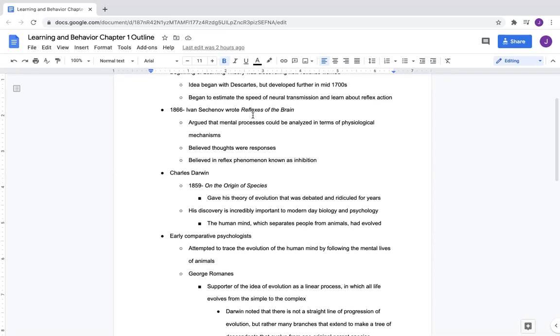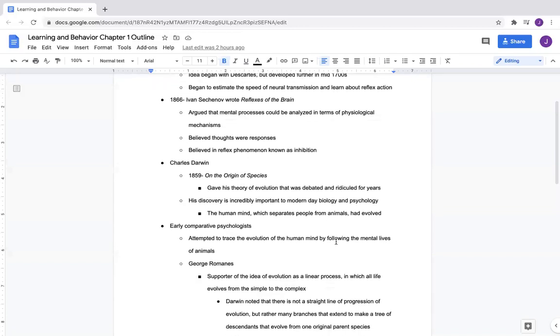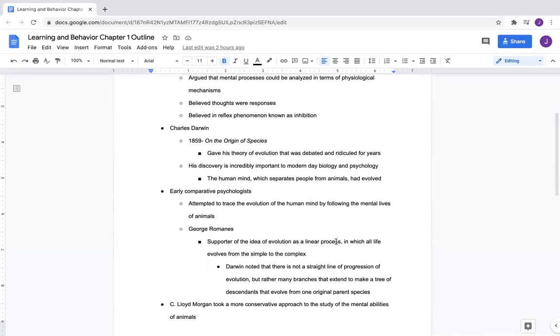And so then in 1859, we know that Charles Darwin published On the Origin of Species, which is a very important book both in biology and psychology. And in this book, he gave his theory of evolution that was debated and ridiculed for years. He discovered really the incredibly important idea of evolution and natural selection.